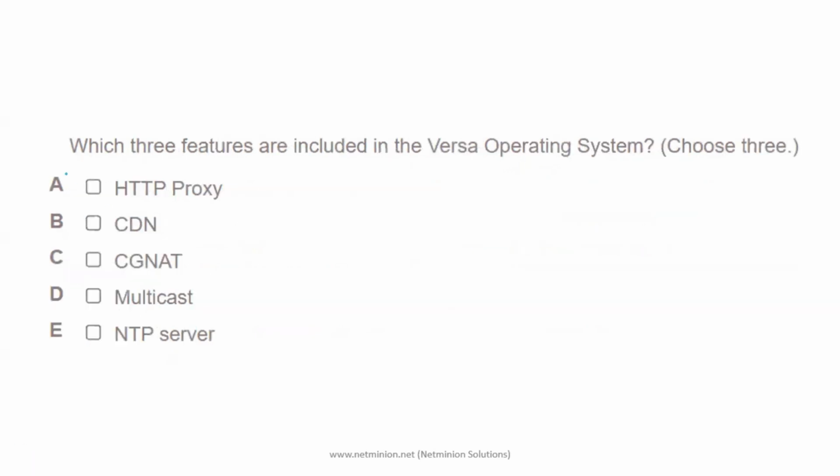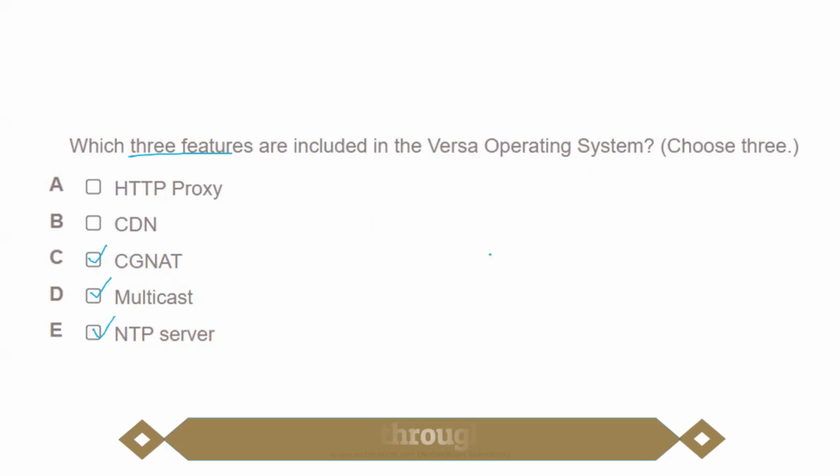Okay, now the next one. If you see, these are three features in the Versa operating system. CGNAT is definitely there, and we have multicast also, and we have NTP services also. So we will go for these.